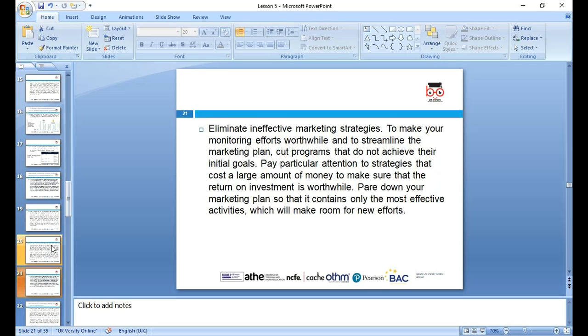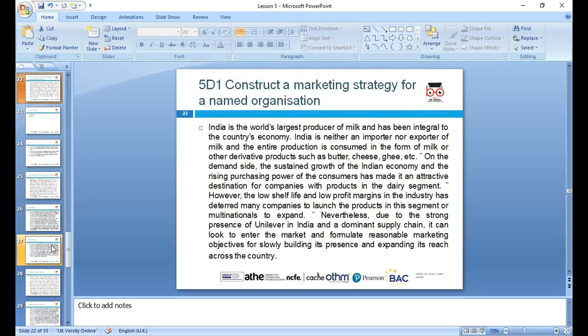Eliminate ineffective strategies. If any strategy is ineffective, there is no point keeping it in our organization, or we should replace that strategy. 5D is a distinction criteria: you construct a strategy. There are a few good examples. I copied some and will upload some case studies. It's good to look around, that will help you to create.